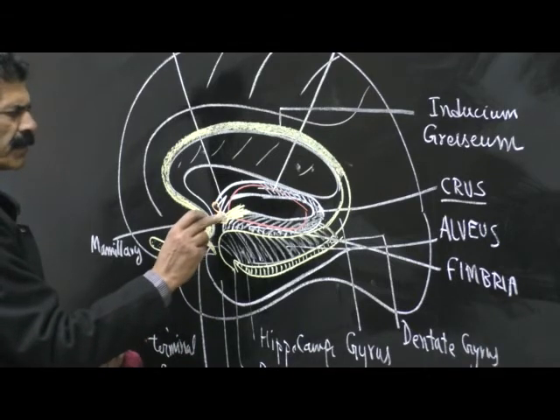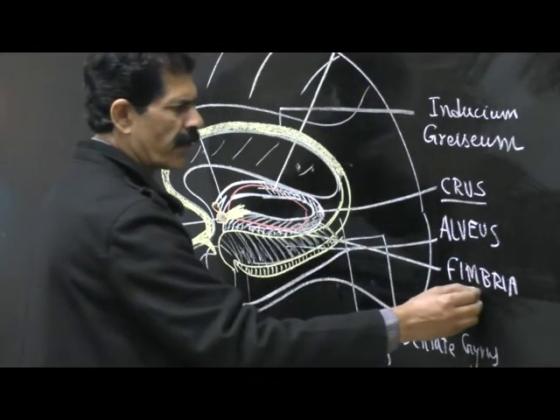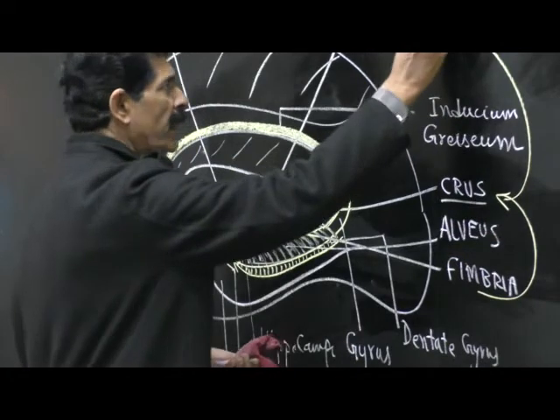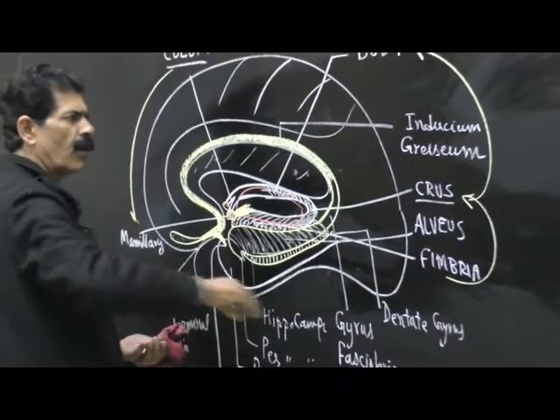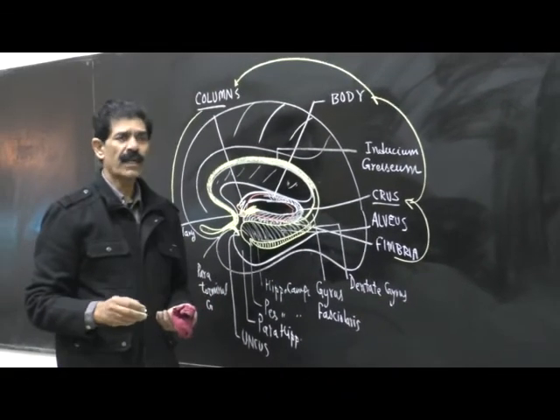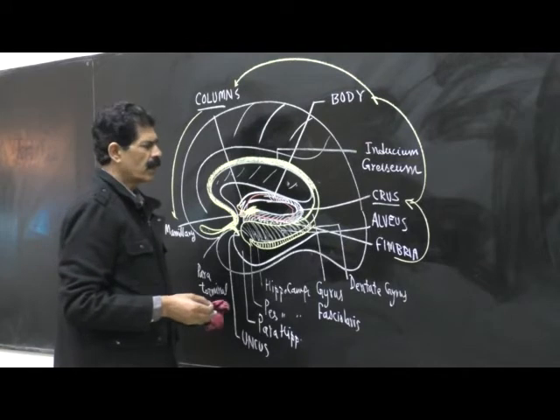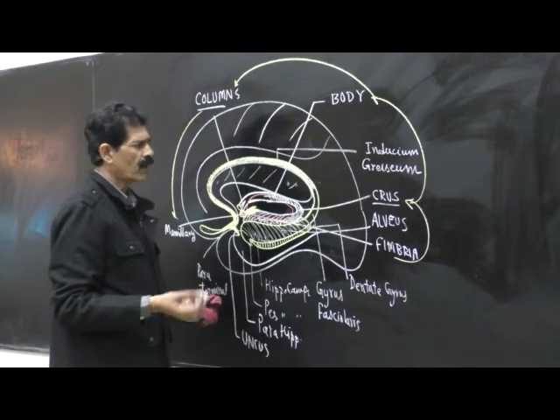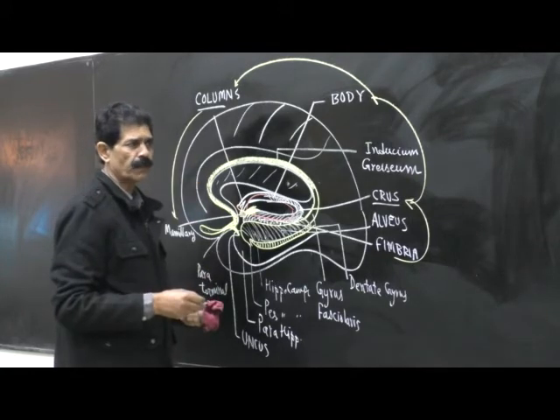So that is how it is present. This whole structure, that is the fimbria, the crus and the body, and from the body to the columns and the columns to the mammillary body, this whole structure is called the fornix. So it is also white matter. As they cross each other, they are included in the commissural fibers of the cerebrum.